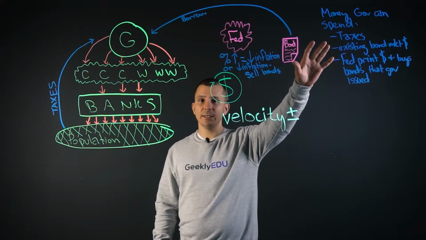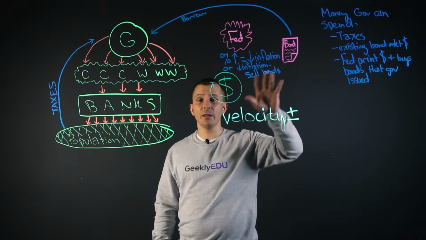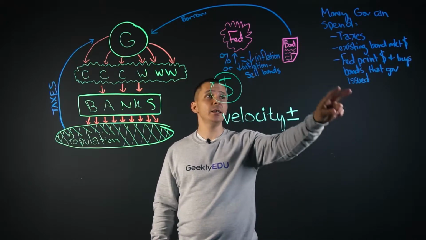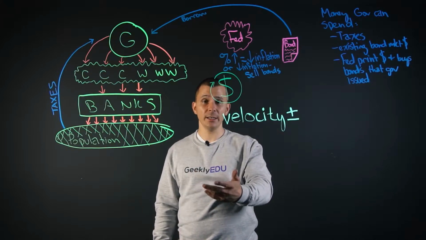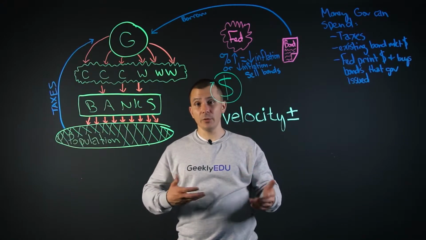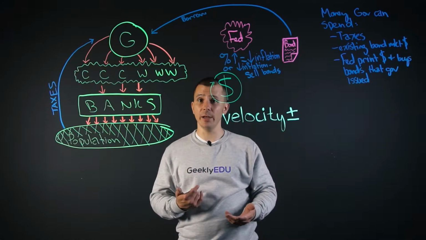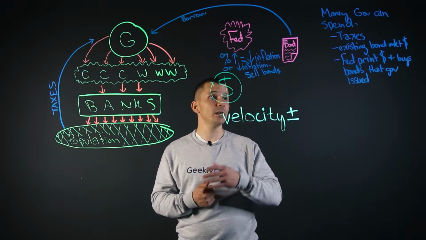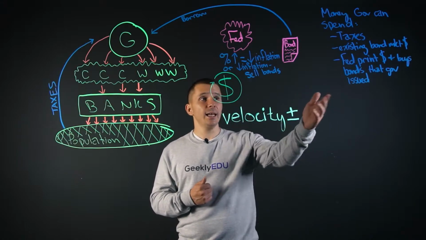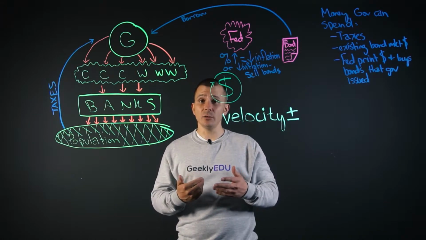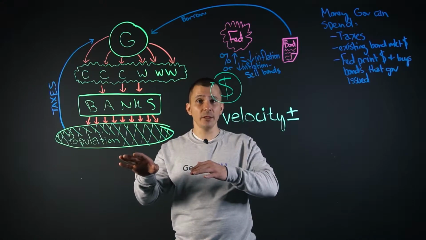There are different ways that a government can spend money. The first source is taxes. The second source is the existing bond market. So imagine you go buy a bond. It's essentially a promise that later you can sell it back to the government and get your money back, even with interest in some cases. And there's also that the Federal Reserve can print more money and buy bonds that the government issued, which then means more money into the government.